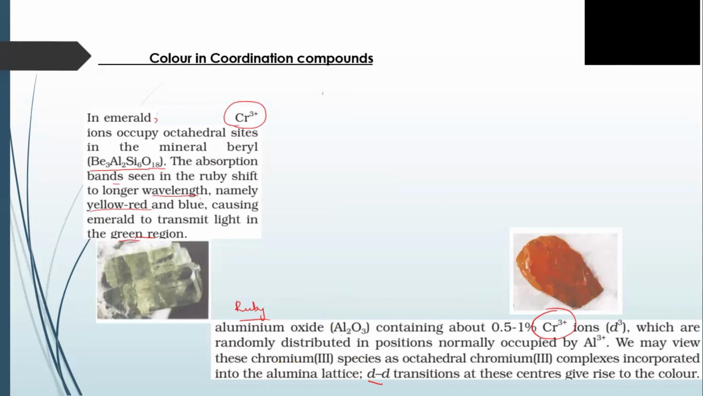So the reason for the appearance of bright colors in precious stones like emerald and ruby can be explained on the basis of crystal field theory. This is what we have seen in this class.